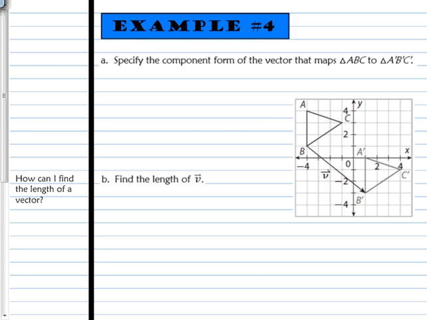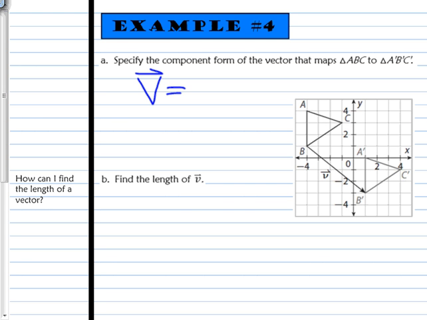Okay, last problem. We are on example 4, and this brings it all together. We're going to specify the component form of the vector that maps triangle ABC to triangle A prime, B prime, C prime. So the first thing we need to do is figure out what the vector is. So here is, write that V with the fishhook sign. And so all you have to do is simply count. Find a point on triangle ABC and count to its corresponding point on triangle A prime, B prime, C prime.